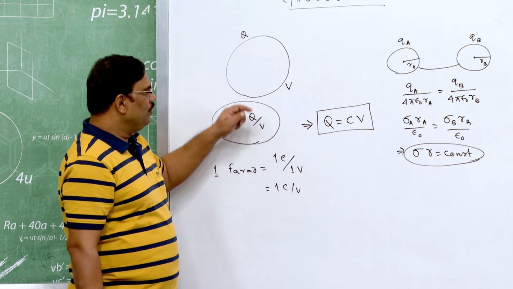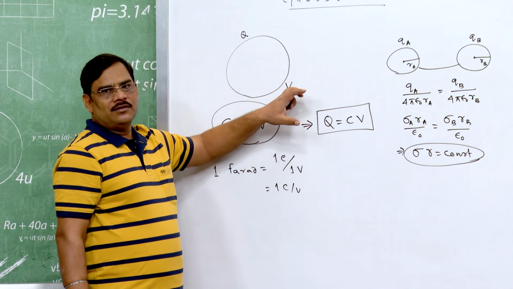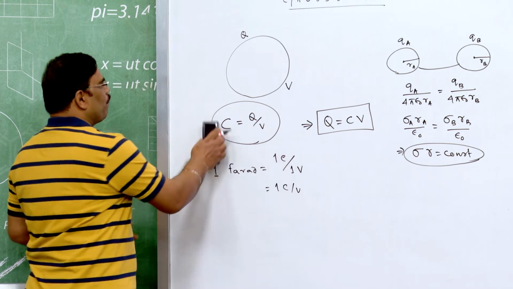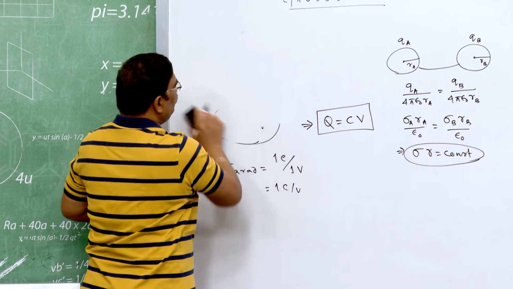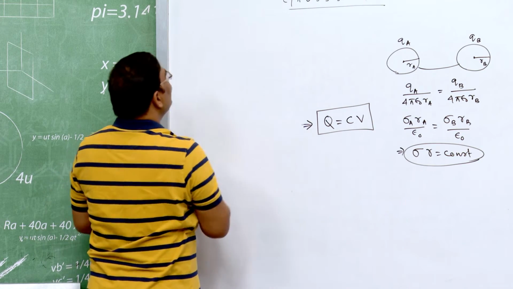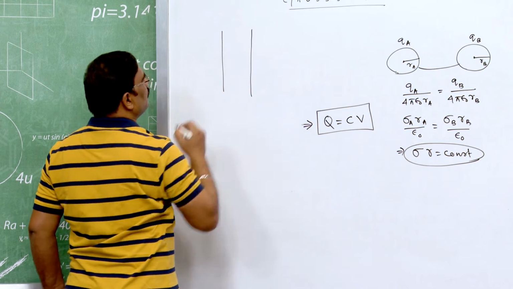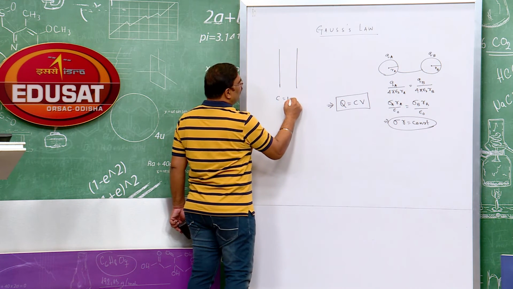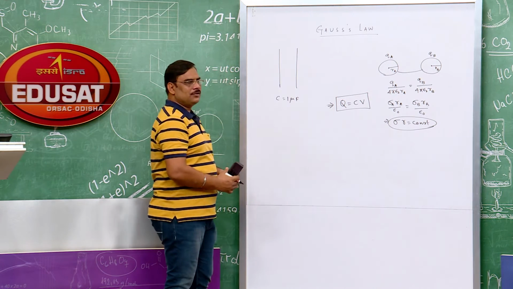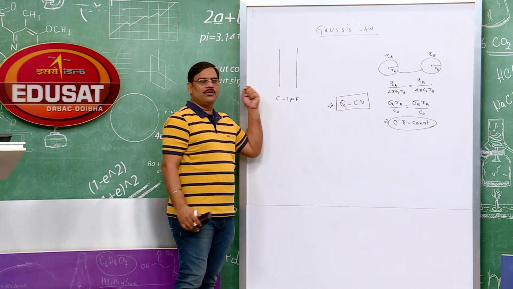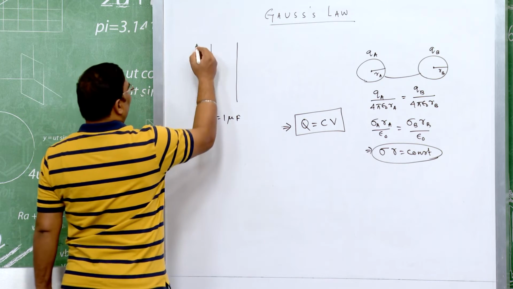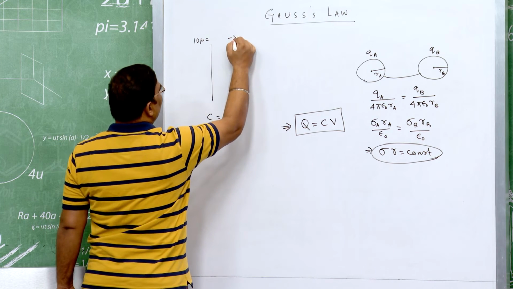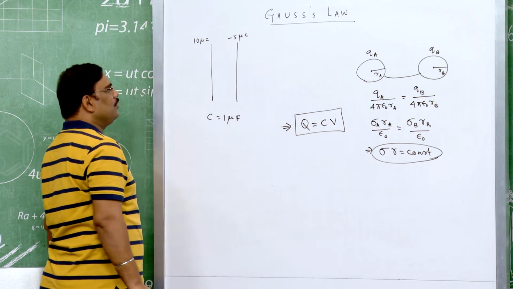So, before discussing capacitors in detail, suppose I have a combination of two plates. Suppose its capacity is 1 microfarad. Suppose this combination gives a capacity of 1 microfarad and I give a charge of 10 microcoulomb on one plate and a charge of minus 5 microcoulomb on the other plate.